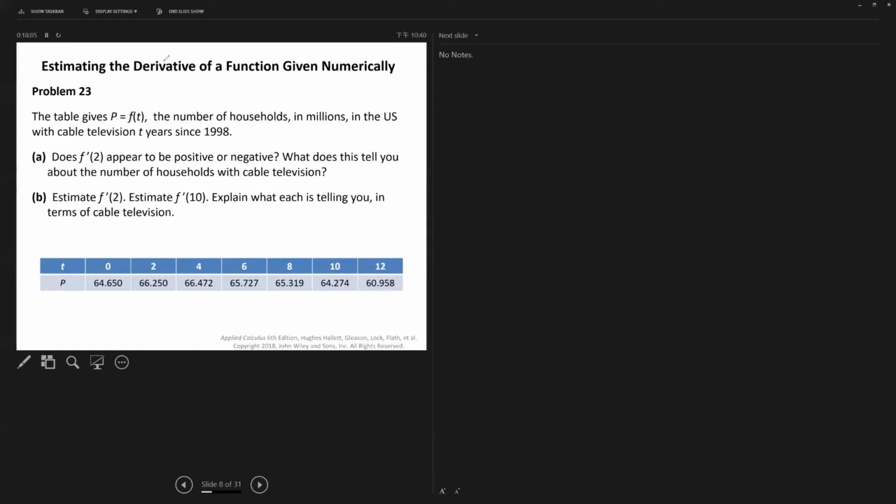All right, so here we have another example, problem 23. Let's look at this together. The table gives P equals f of t, the number of households in millions in the US with cable television, t years since 1998. Let's look at two parts. Does f prime of 2 appear to be positive or negative? What does this tell you about the number of households with cable television? Estimate f prime of 2, estimate f prime of 10, and explain what each is telling.